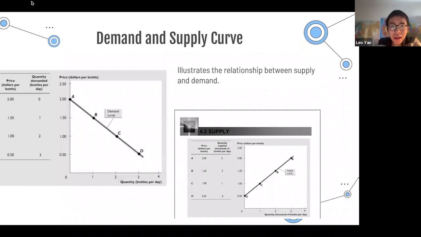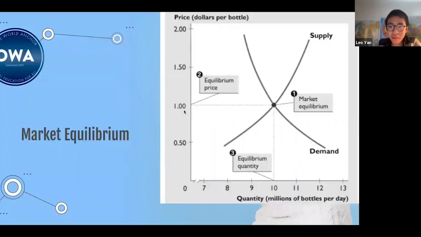As we said last time, there was a demand and supply curve. As you can see, on the left right here is the demand curve, and the curve on the right is the supply curve. So what happens if you put both of these curves on the same graph? Then you get this graph right here on the right. This is the supply and demand curve. It's basically just the supply and the demand curve put together on the same graph.